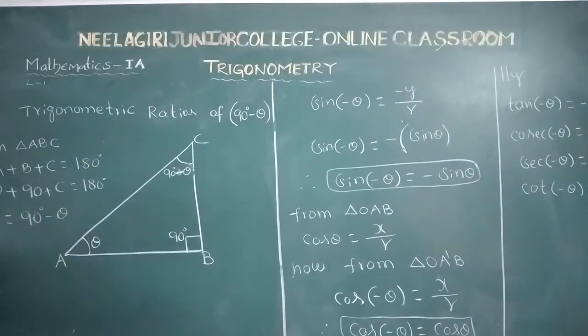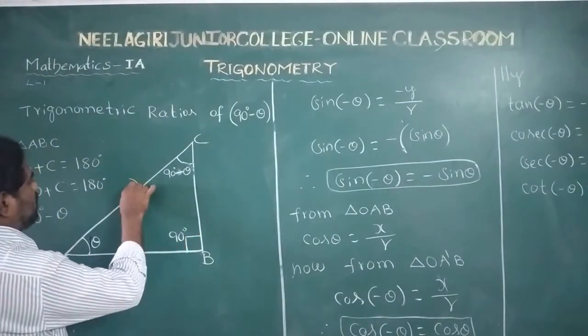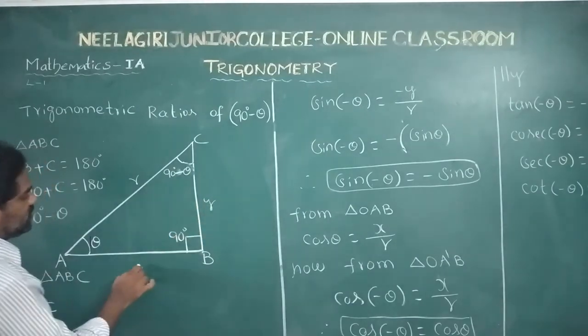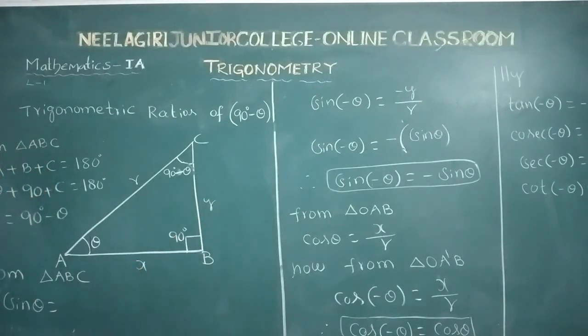Now from triangle ABC, take sin theta. Just for our convenience, we take it like this. Now this is r, this is y, this is x. Just for our convenience. Understand? We will continue this topic in the next class.